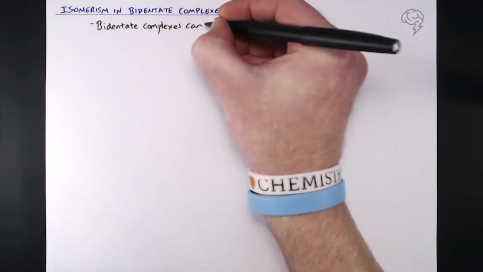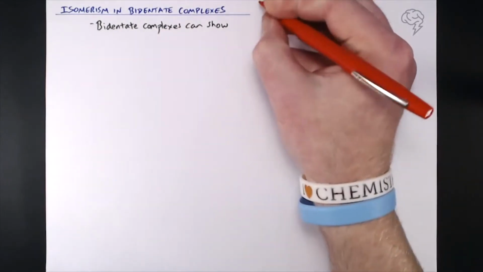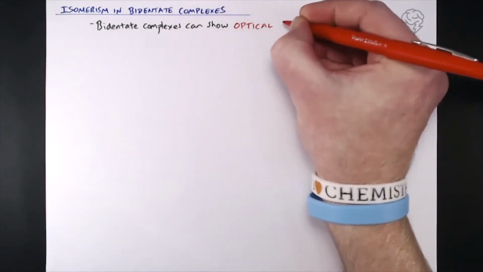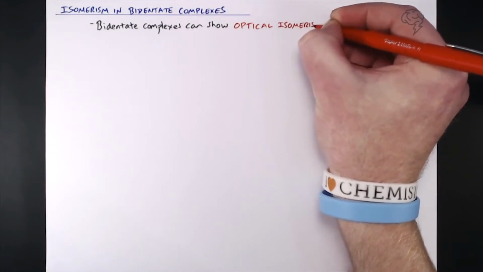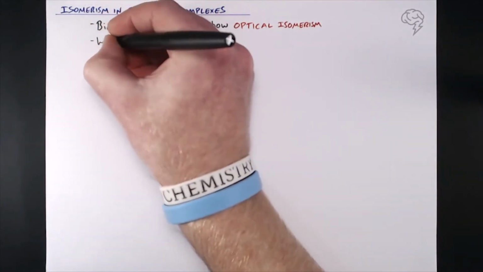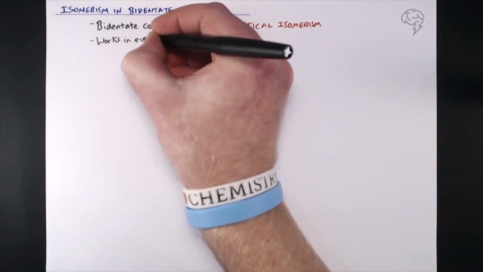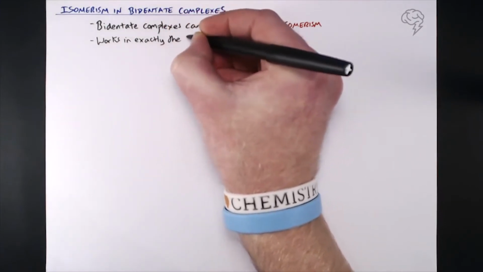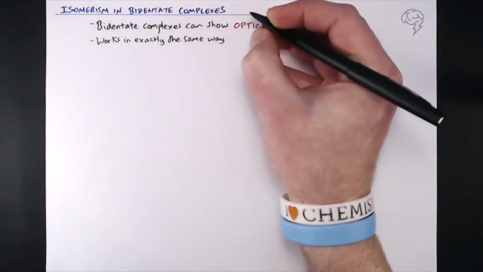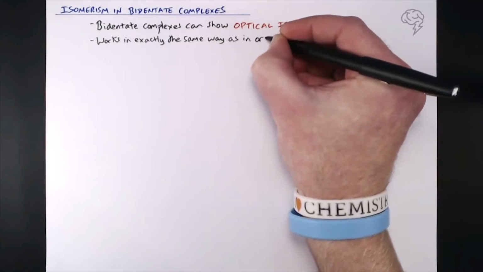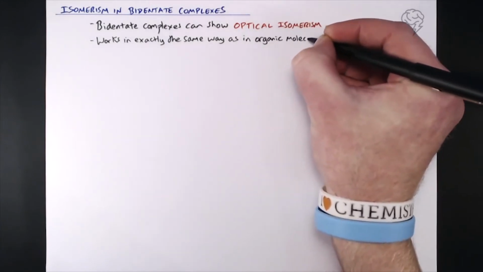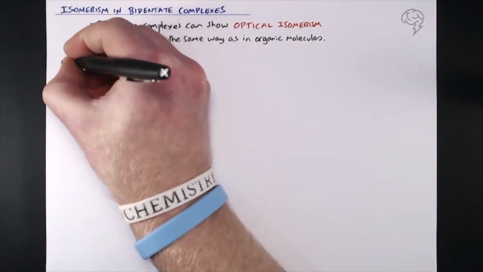All right. Now, you've come across optical isomerism before, hopefully in organic chemistry. So all those things that you learned about optical isomerism there, they do apply here, because it's working in exactly the same way as it does in organic molecules. So all those things you learnt about mirror image and non-superimposability and so on, they come to the fore here. Let me give you an example.